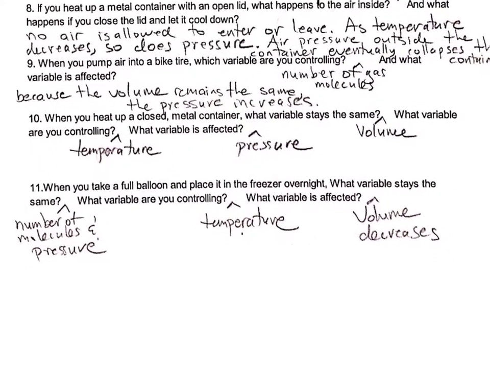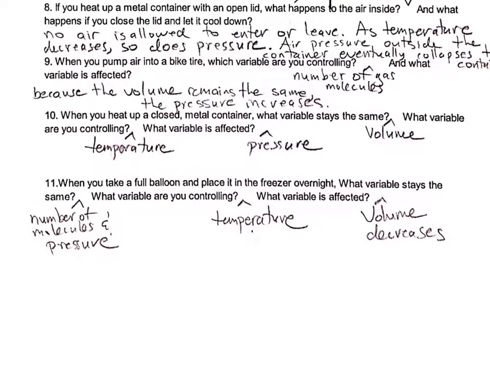10. When you heat up a closed metal container, what variables stay the same? So it's a closed metal container, so the volume would stay the same. It doesn't change shape. Okay, it's not like a balloon where it puffs up. What variable are you controlling? Well, you're heating it up. You're changing the temperature. And then what variable is affected? That would be the pressure.